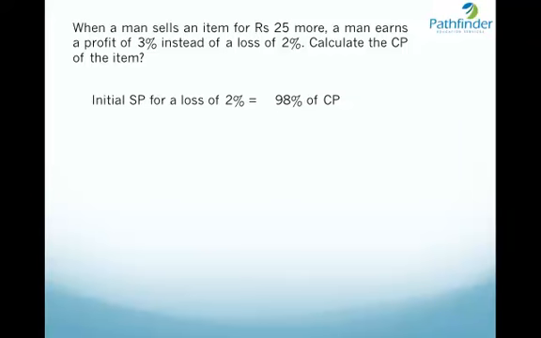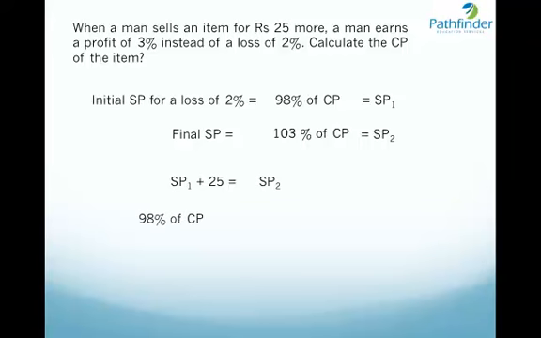because when there is a loss of 2%, the selling price is 98% of CP. And the final selling price is equal to 103% of CP, which we represent as SP2. The equation is very similar. The first selling price plus rupees 25 must be equal to SP2. And 98% of CP plus 25 is equal to 103% of CP, which gives 5% of CP is equal to 25.